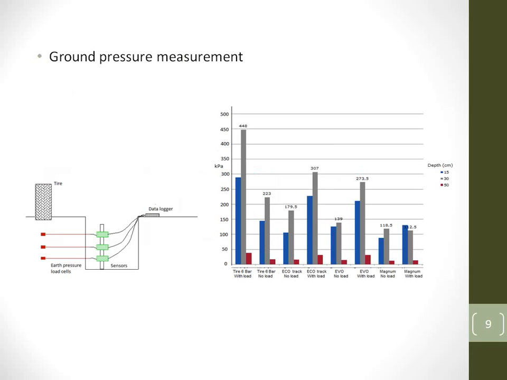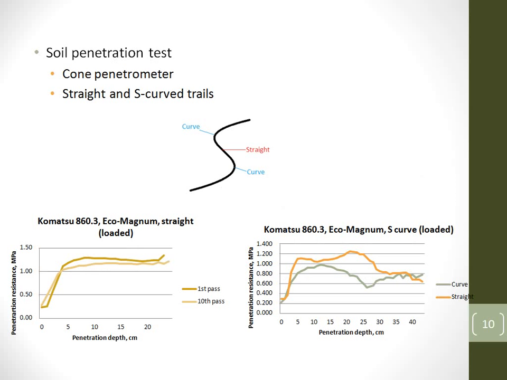And the ground pressure was measured by making use of three sensors which were placed at three different depths at 15, 30, and 50 centimeters beneath the ground. The sensors were used to find the ground pressure, and these were the results that were obtained. One observation is that the maximum pressure was found to be present at a depth of 30 centimeters, and the least was at 50 centimeters.